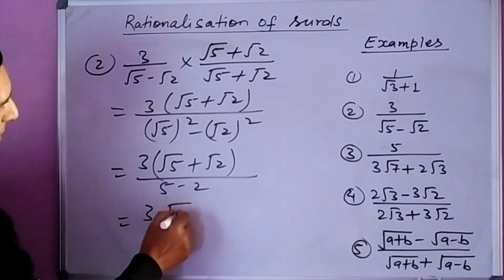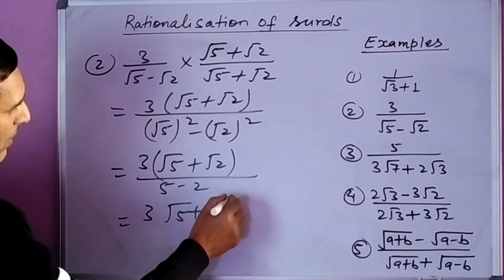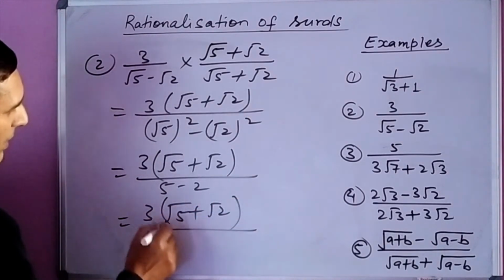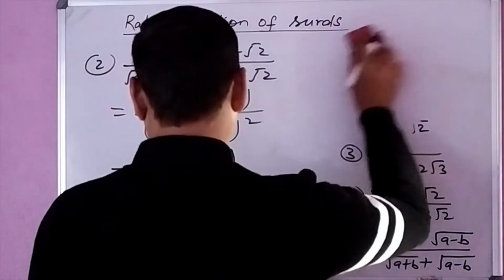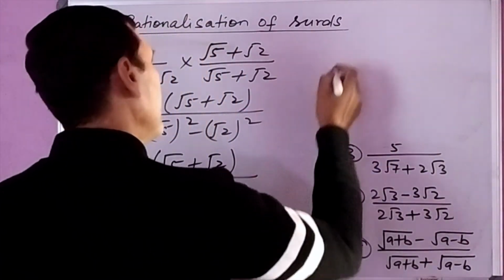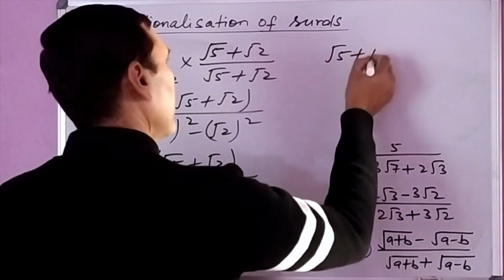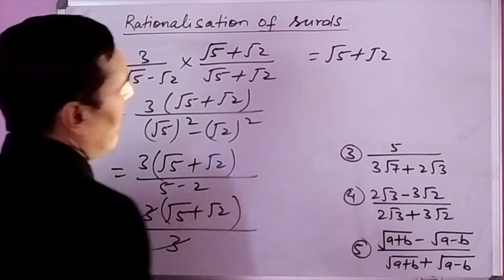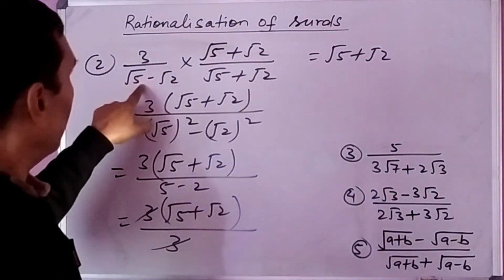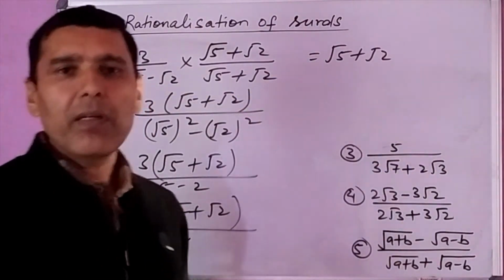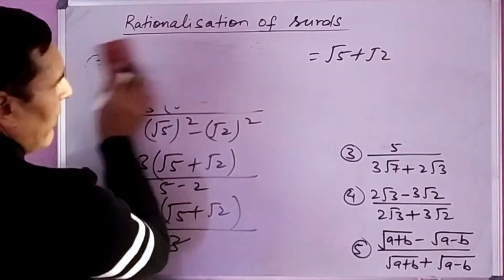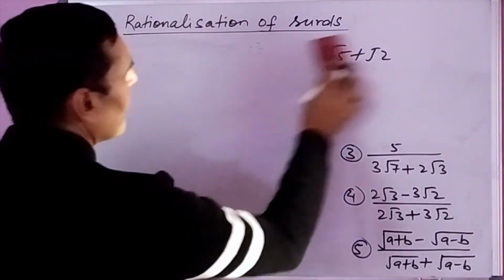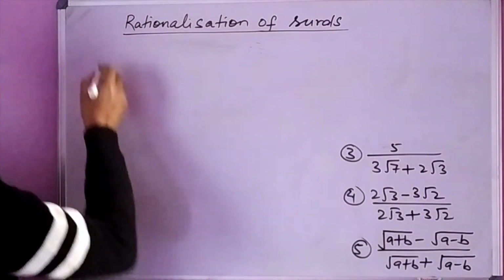So 3 (root 5 plus root 2) upon 3, the 3 cancels. So it gives root 5 plus root 2. So this is the simplification of this question after rationalization of the denominator. Now next question. Question number 3.